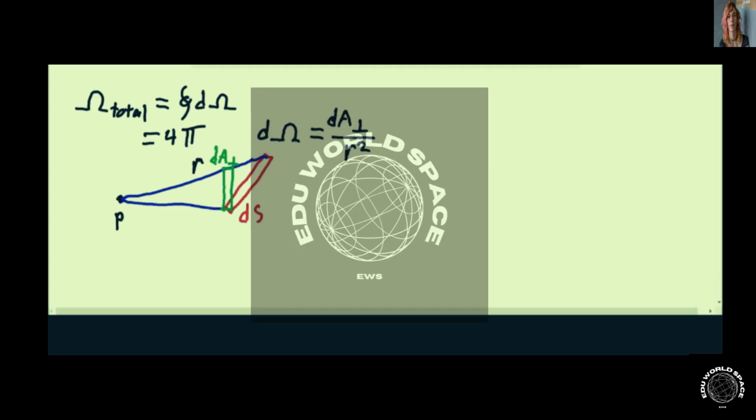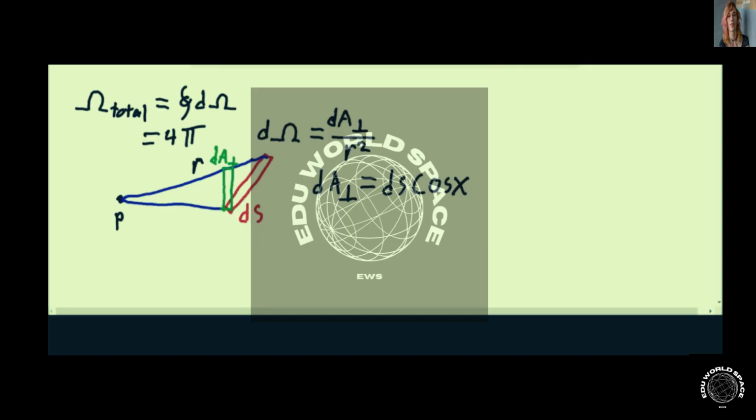How we can equate this is by noticing that the perpendicular area with respect to P projected by ds can be projected by simply multiplying by the cosine of the angle between the normal of the plane of ds and a line moving away from point P.